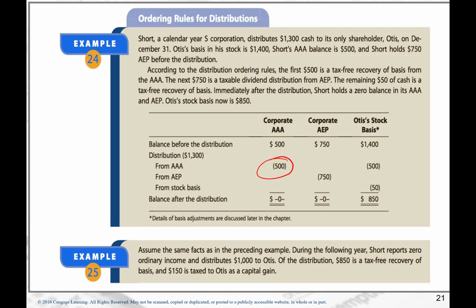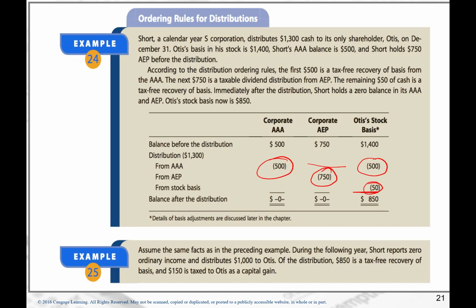The next 750 go and are treated as a dividend, and it wipes out the accumulated earnings and profit from the C Corp years, right? So now that's zeroed out, and then what? The remaining 500 that we've already taken for the AAA portion goes against the basis of the stock. And then there's still this $50 left over. That goes against the basis of the stock now. So now the stock has a basis of $850, right?